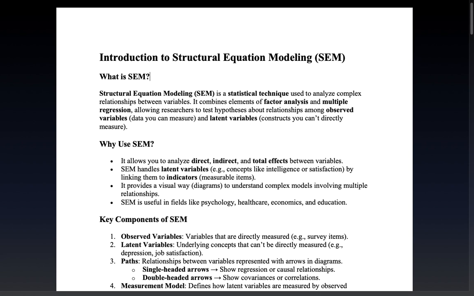It combines elements of factor analysis and multiple regression, which allows researchers to test hypotheses about relationships among observed variables and latent variables. So when we say observed variables in SEM, it means they are variables you can measure directly. Let's just take marital status. If I ask you what is your marital status, you only say I'm either married, single, cohabiting, divorced, or widowed. So you can measure it directly.